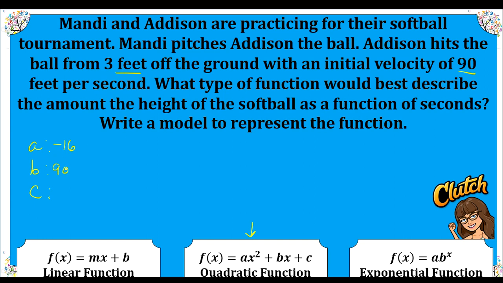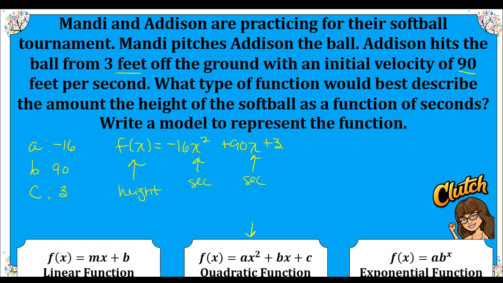Our velocity is our momentum. We're gaining speed. And then it starts 3 feet off the ground. So here is our model: negative 16x squared plus 90 times x plus 3. Now, x represents seconds, and our output represents height in feet.